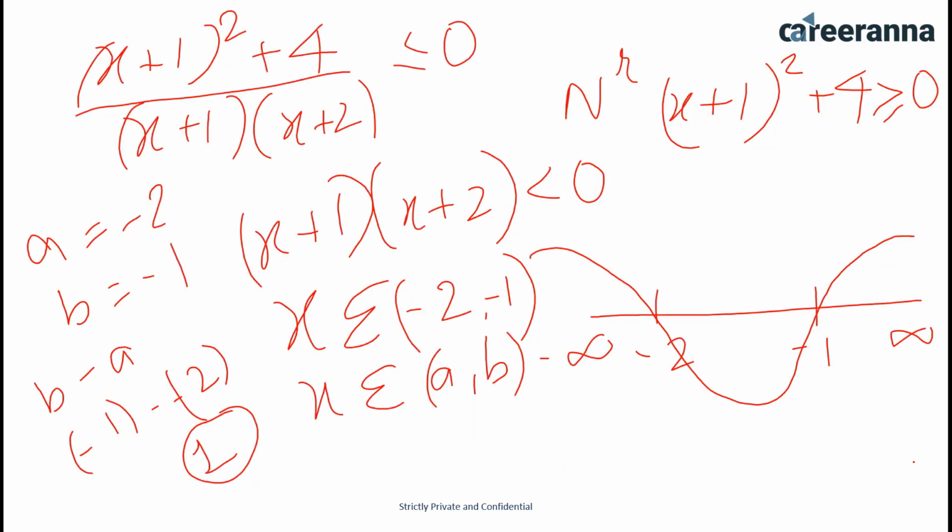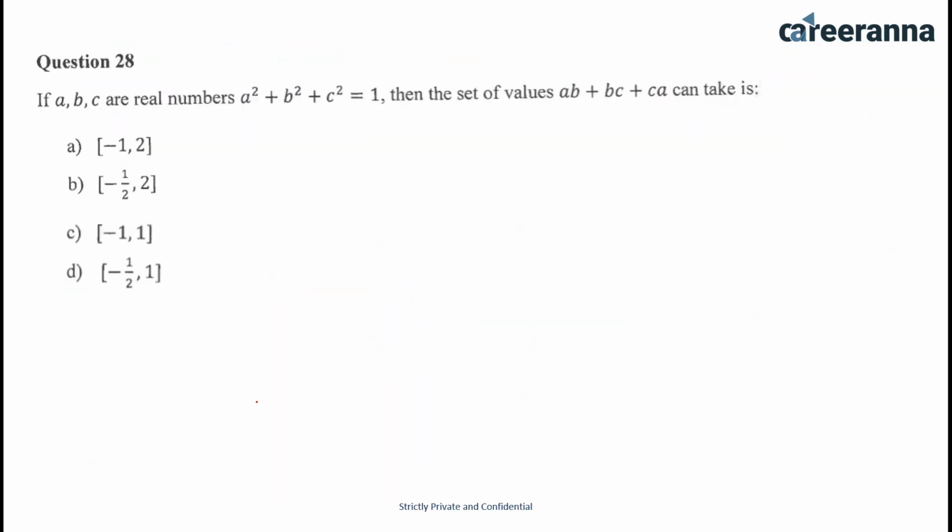Let's move on to our next question, question number 28. If a, b, c are real numbers and a square plus b square plus c square equal to 1 is given, then the set of values for ab plus bc plus ca is. That means we need to find the range for ab, bc and ca in this particular question. Let's see how this question can be done.